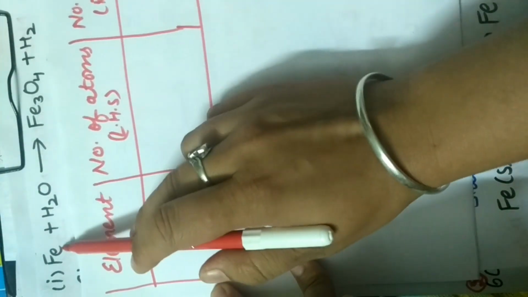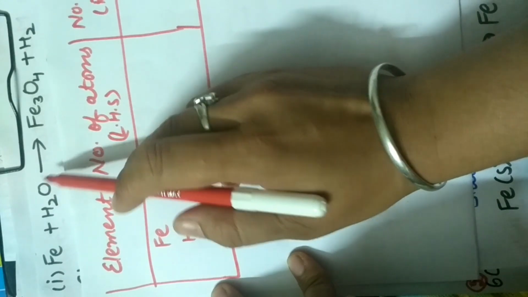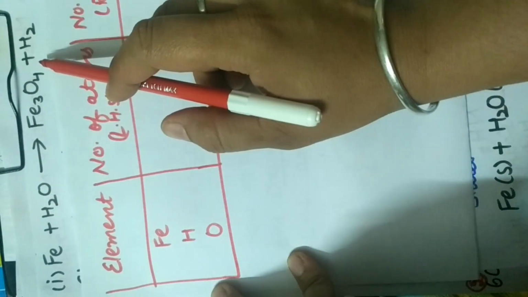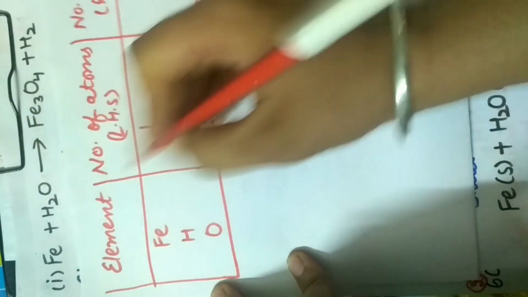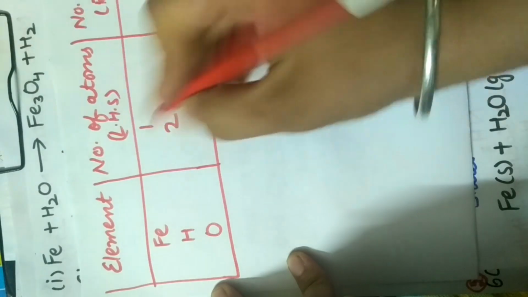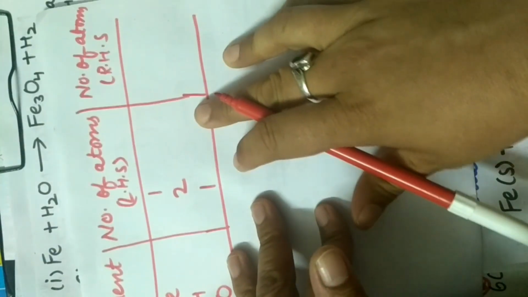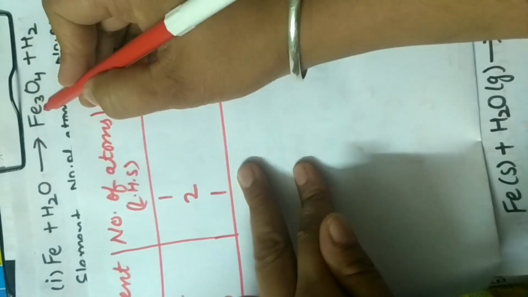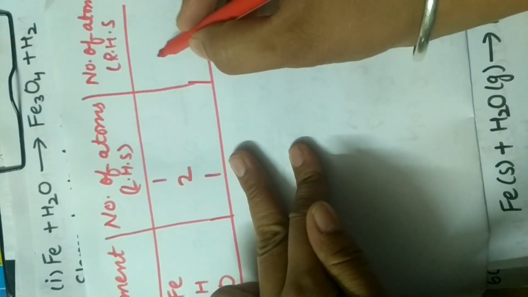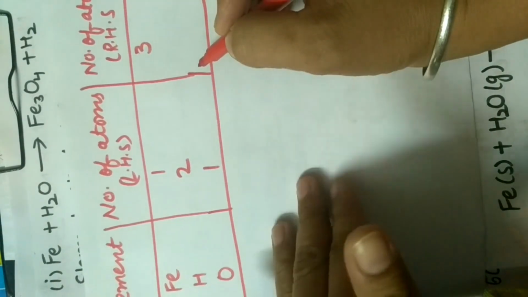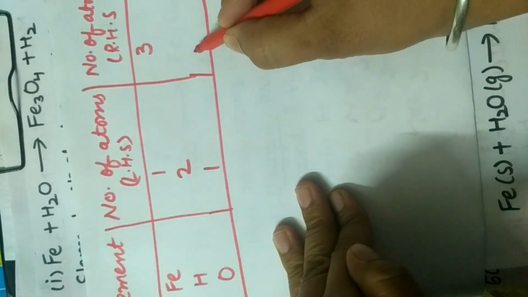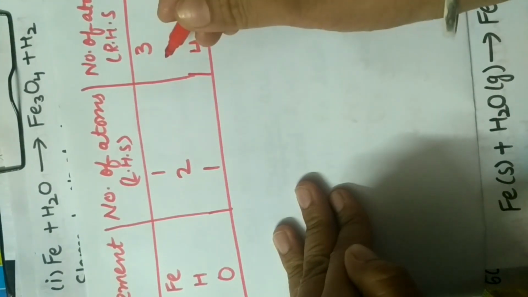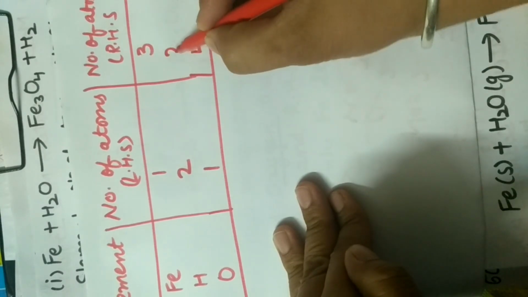So the three elements which are present in this equation are on the left hand side as well as on the right hand side. Now the number of atoms on the left hand side are: iron is having only one atom, hydrogen is having only two atoms, and oxygen is again having only one atom. And what about the right hand side? Iron is having how many atoms? Three atoms. Oxygen, which I will write here on the right hand side, is having four atoms. And hydrogen is having two atoms again.